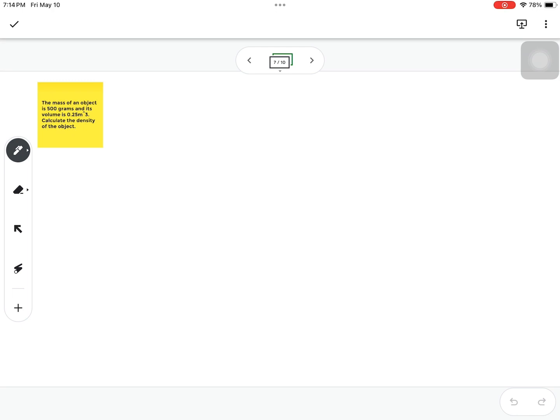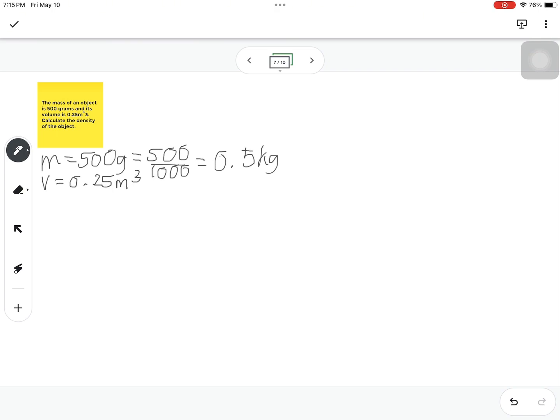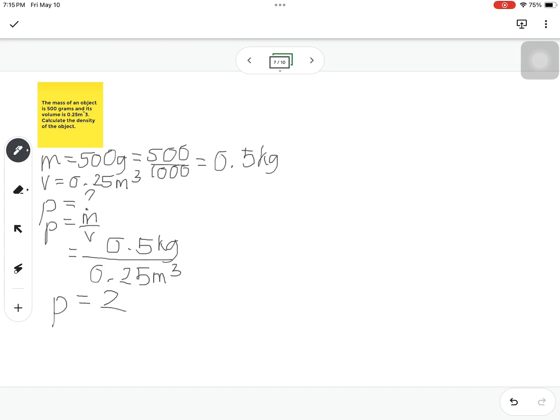For our first practice problem, the mass of an object is 500 grams and its volume is 0.25 meter cube. Calculate the density of the object. For our mass, we have 500 grams, which we will convert to kilogram by dividing 500 by 1000. This results in 0.5 kilograms. For our volume, we have 0.25 meter cube. We need to solve for the density of the object. The formula for this is mass over volume. So, 0.5 kilograms over 0.25 meter cube. The answer to this will be 2 kilogram per meter cube.